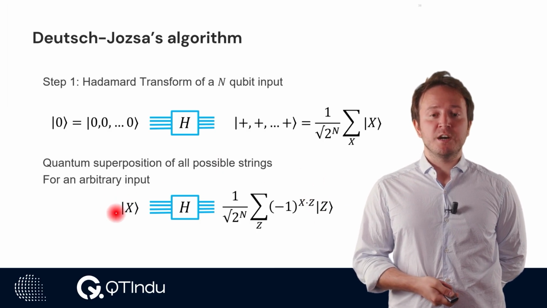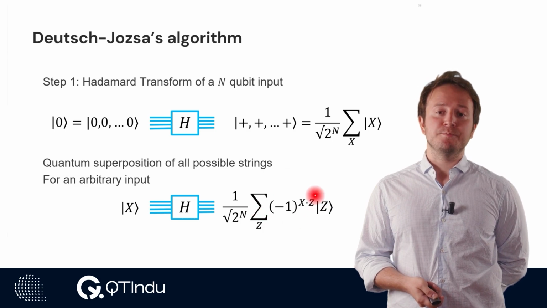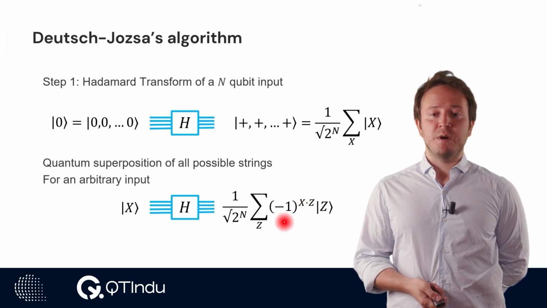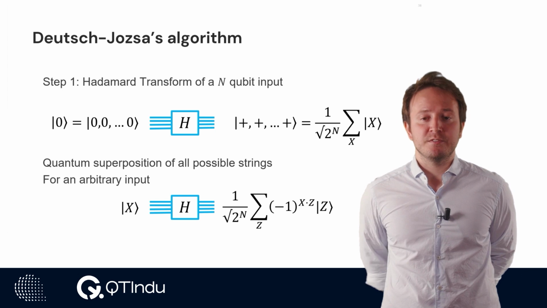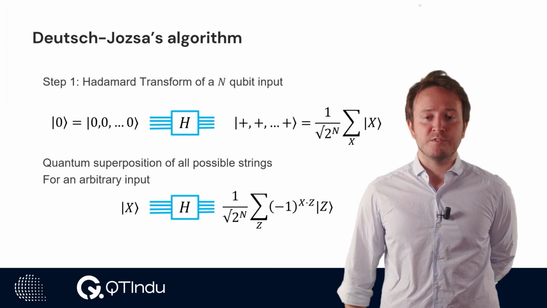But now, because we start from an input state that is different from 0, there will be a certain phase that is acquired. In particular, this phase is -1 to the power x times z, where z is a label of all these output states.